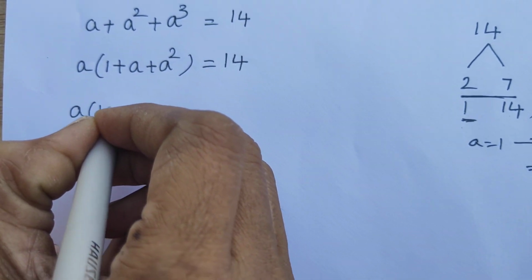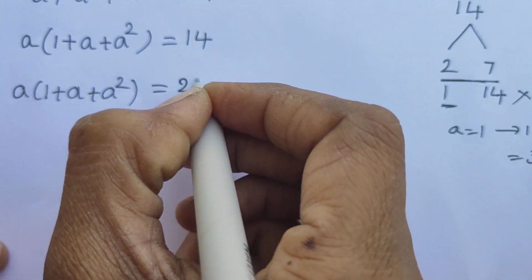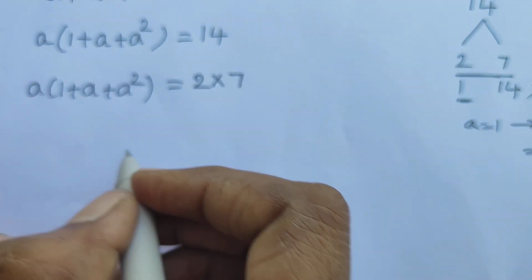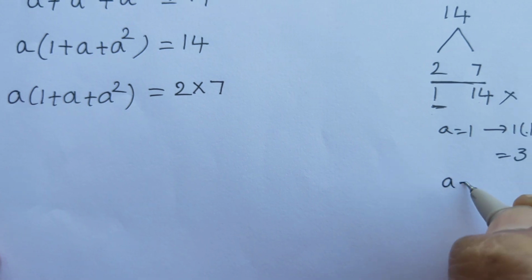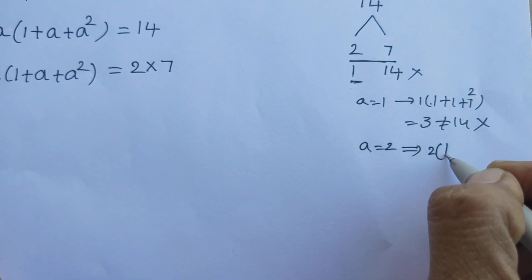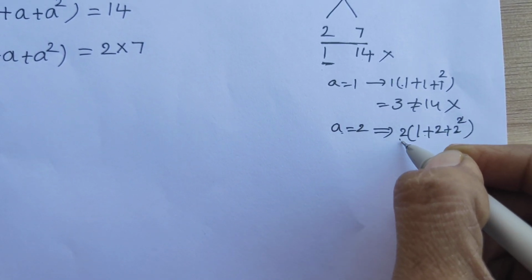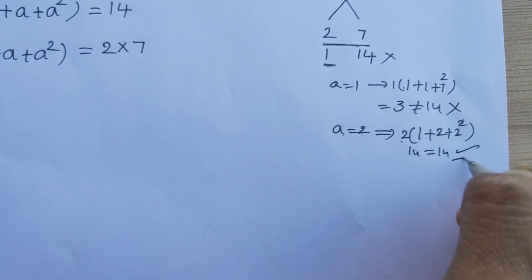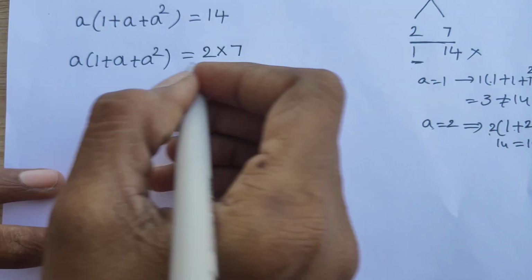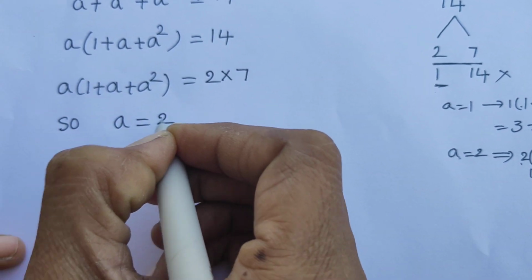Take 2 and 7: a times (1 plus a plus a square) equal to 2 into 7. So here a equal to 2 is possible. Once again check it: a equal to 2, 1 plus 2 plus 2 square, which is 4, so 7, times 2 is 14. This is possible. Finally, a equals 2.